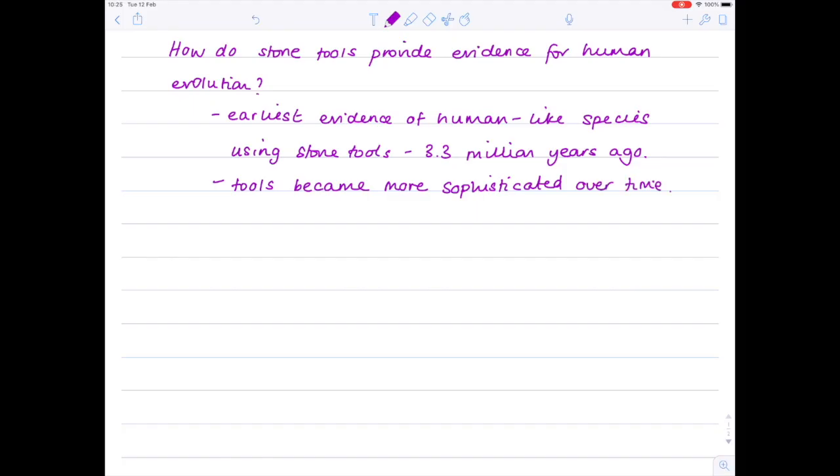And how do we know how old these things are? After all, we went around 3.3 million years ago. This is where physics comes in, and particularly radioactivity, because remember, we can do radioactive dating.